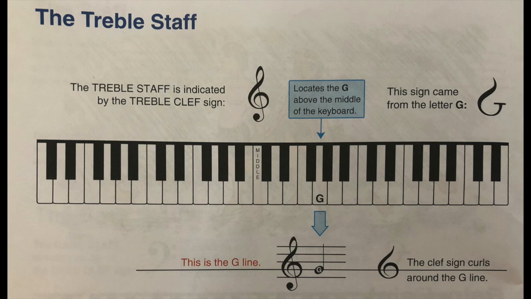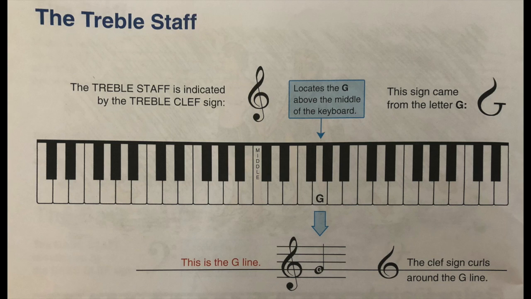So here is an example of a piano. And as we go higher on the staff, that means we would go further to the right on the piano. And as we go lower on the staff, we're going to go further to the left on the piano. Okay. Now, the treble clef is also known as a G clef.